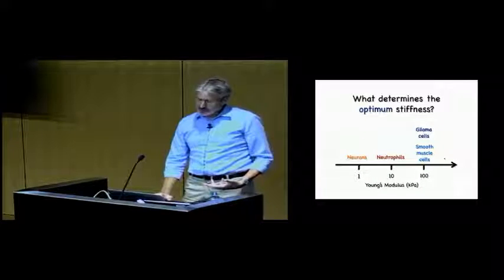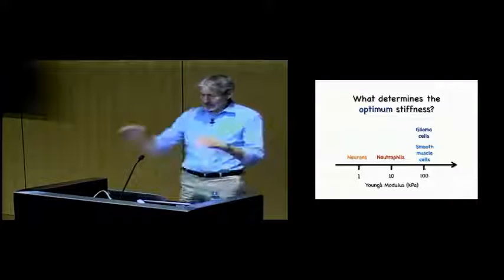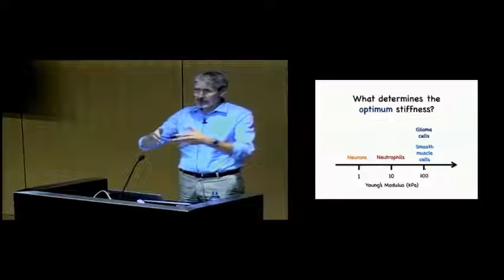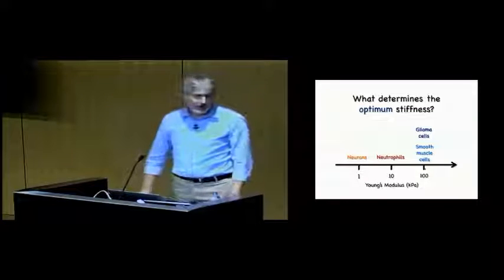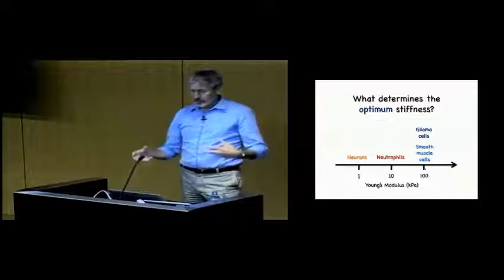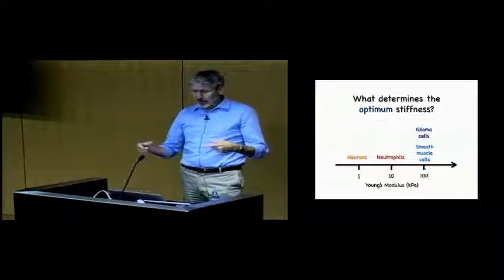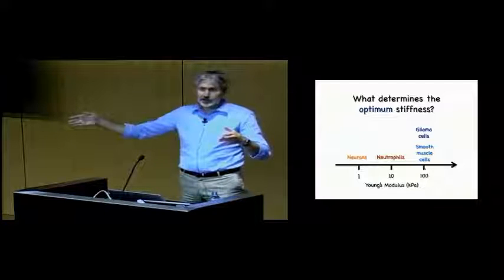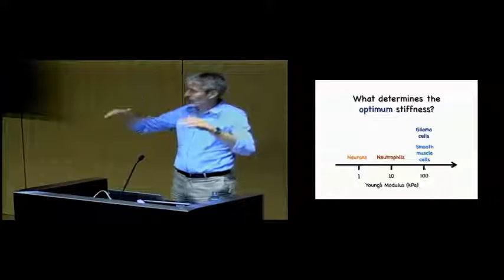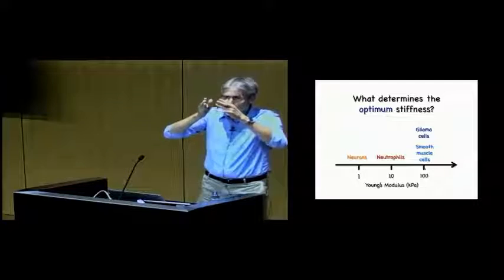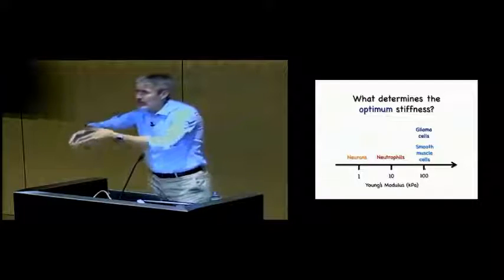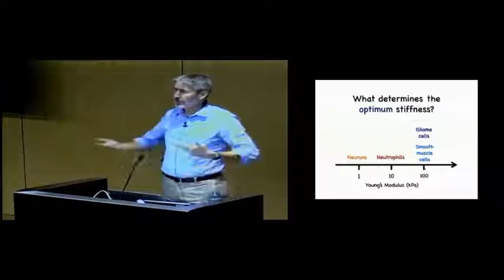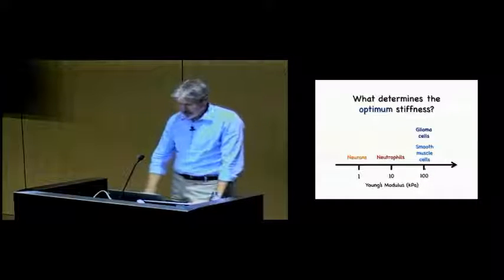And if you look in the literature, you can find other cell types that have been studied that appear to exhibit optimality as well. Neutrophils around 10 kilopascal and smooth muscle cells around 100 kilopascal. So the question that we started to wonder about is, can our model really explain these different optima? Does it have the ability to be tuned through its parameters to have either 1 or 10 or 100 or whatever optimum we might actually see if we look at different cell types in different conditions?